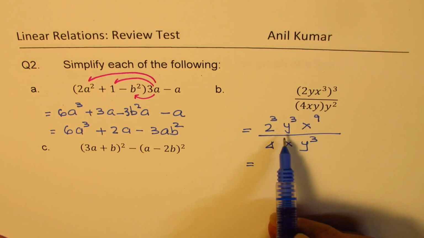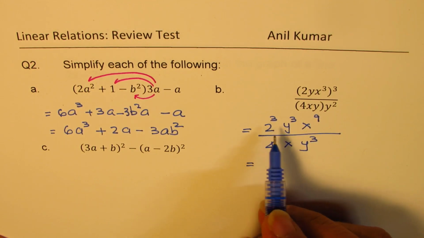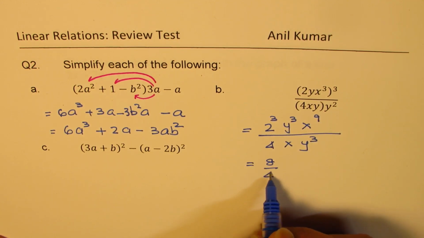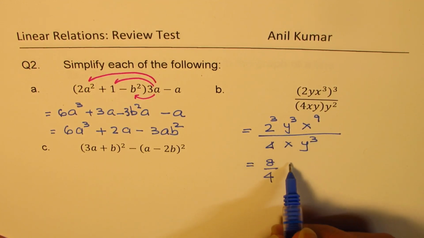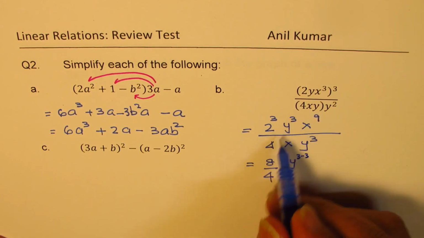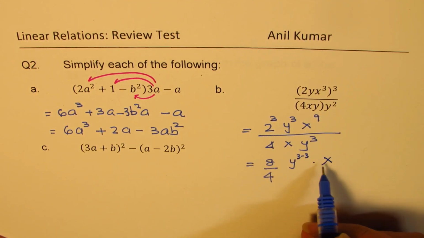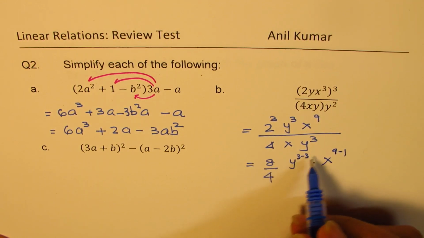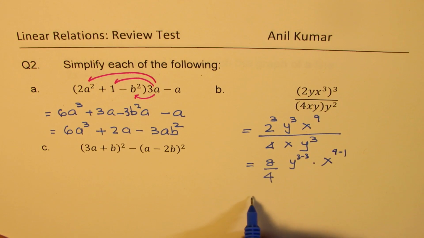Now, as far as the numbers are concerned, 2 cube is 8, right? So we have 8 over 4. These are the numbers. As for y, y to the power of 3 minus 3 is 0. They get cancelled. As far as x is concerned, we get 9 minus 1, right? So I'm writing 3 minus 3. I should have written 0 and got it off.